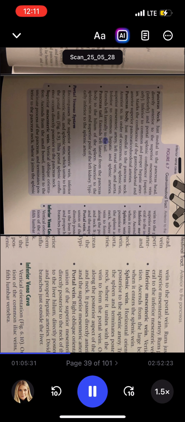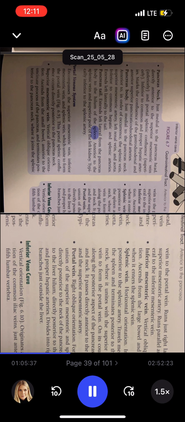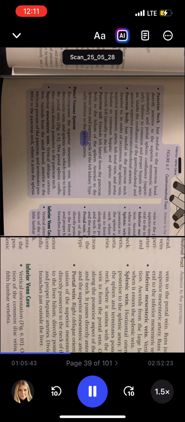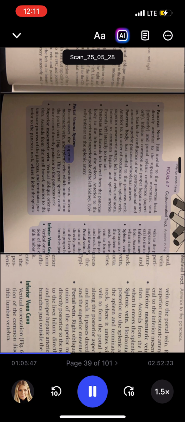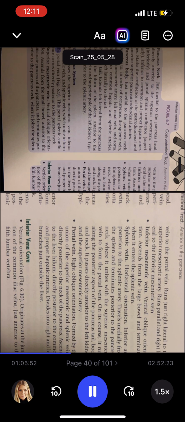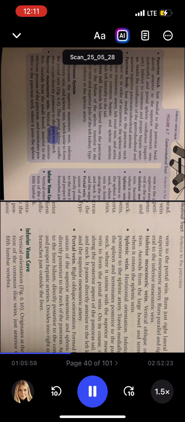Extends left laterally to the tail, and pancreas tail. Extends left lateral from the pancreas body to the hilum of the spleen. Anterior to the splenic vein and superior pole of the left kidney, typically inferior to the splenic artery. Portal venous system encompasses the superior mesenteric vein, inferior mesenteric vein, and splenic vein, which unite to form the portal vein, Figure 6.9. This portal splenic confluence occurs directly posterior to the pancreas neck.